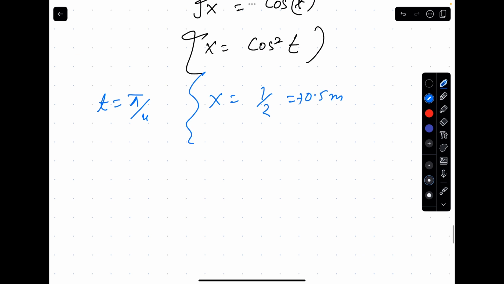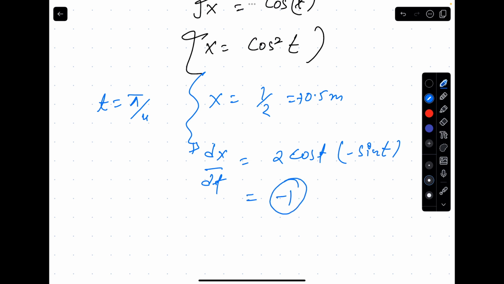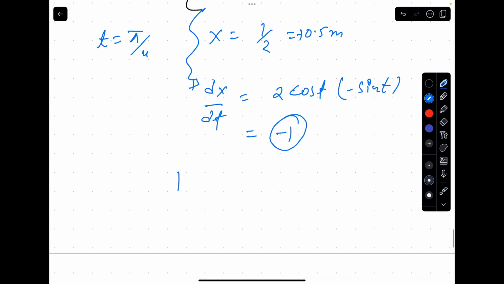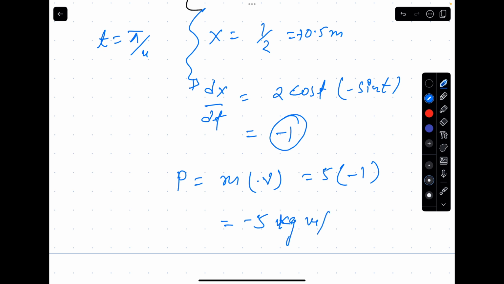If I differentiate it, I will get the velocity. dx by dt is the velocity, that is 2 cos t multiplied by minus sin t, that becomes minus 1, isn't it? Now we need to find out the momentum. Momentum would be mass multiplied by velocity, that is 5 multiplied by minus 1. So minus 5 kg meter per second. So this is our momentum.